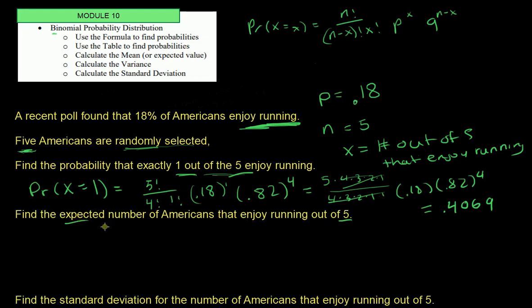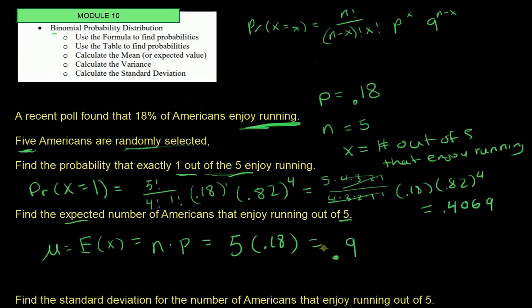All right, so expected value is the same thing as mean. Okay, so you need to know the formula for the binomial distribution. Mu, which is the expected value, is equal to n times p. So in this case, n is 5, p is 0.18. So just multiply those by each other. 5 times 0.18 equals 0.9. Okay, just leave it like that. The expected number of Americans that enjoy running out of 5 is 0.9.